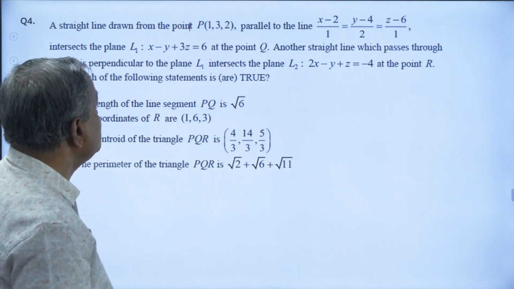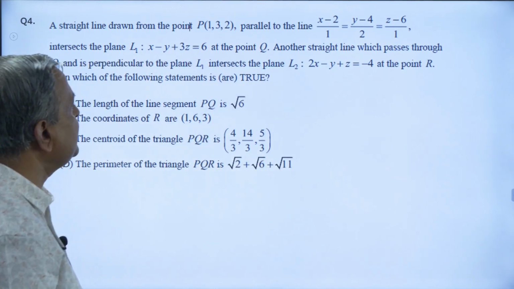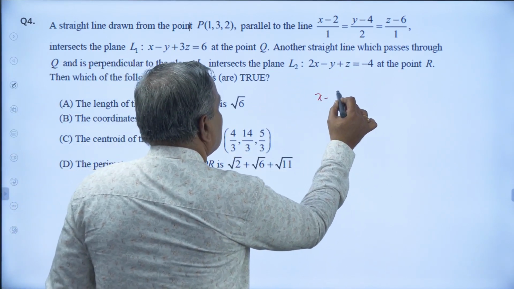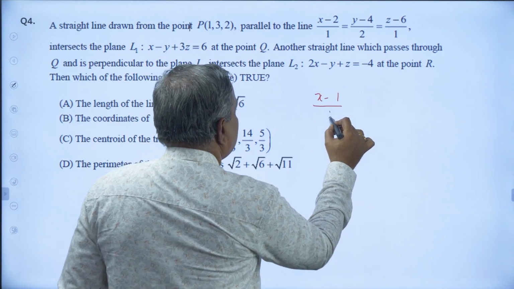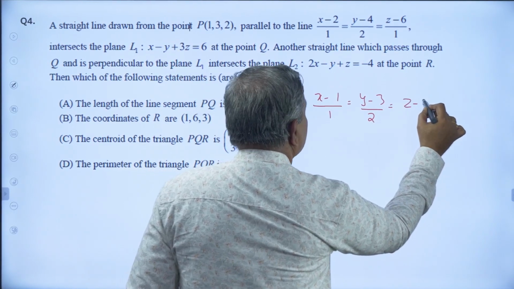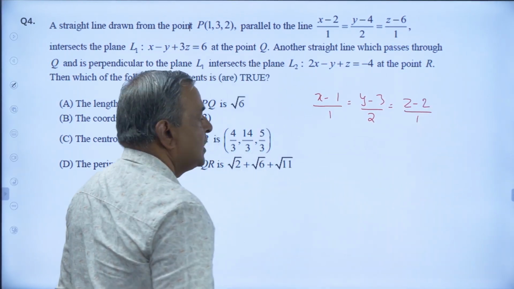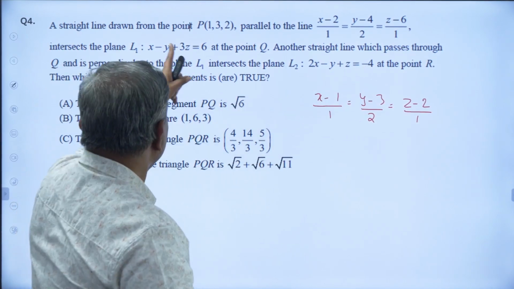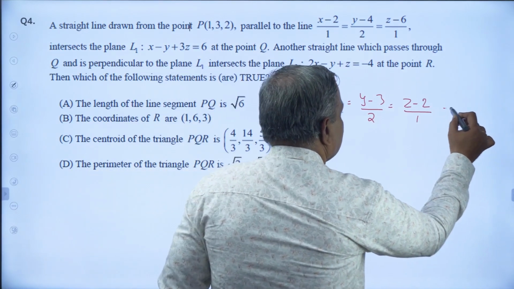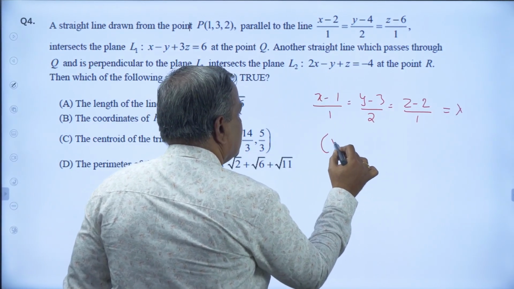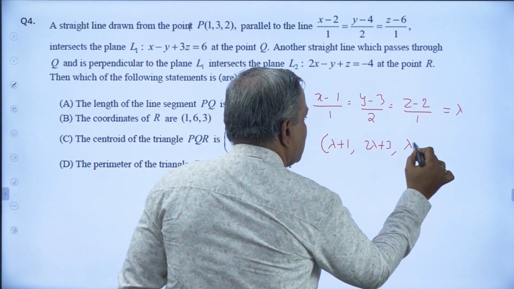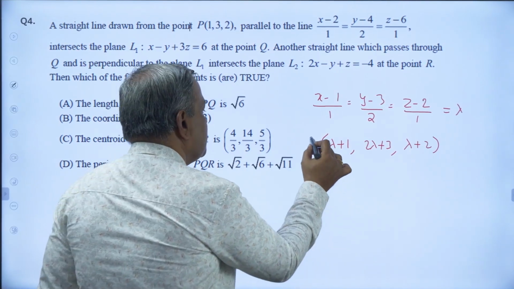A straight line drawn through the point 1, 3, 2 and parallel to this one. Don't read the further question. Immediately write a line equation. (x minus 1) by 1 is equal to (y minus 3) by 2 is equal to (z minus 2) by 1. A line equation, same DRs will be there. A straight line passes through P (1, 2, 3), parallel to this line you wrote. So write lambda again. So what are the coordinates you get? Lambda plus 1, 2 lambda plus 3, and lambda plus 2. You got the point P, some point P.